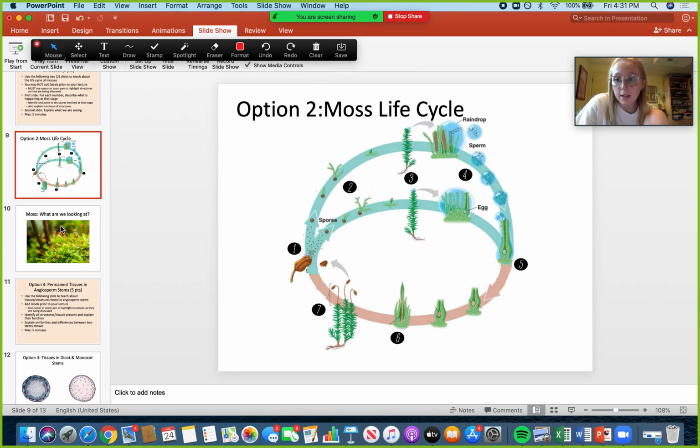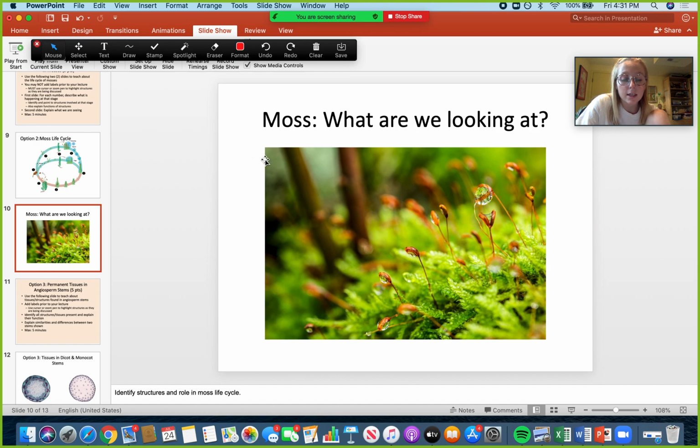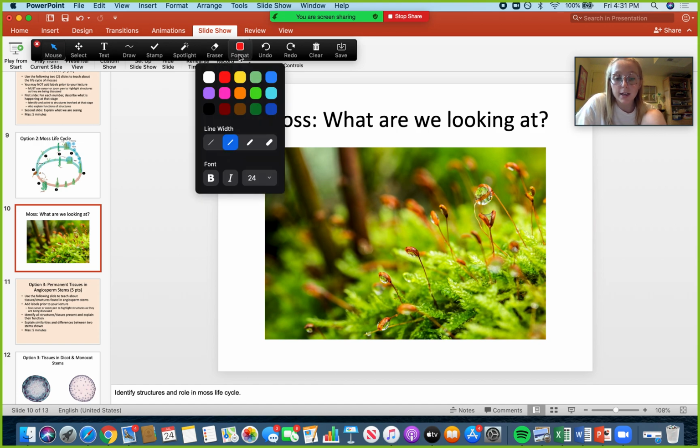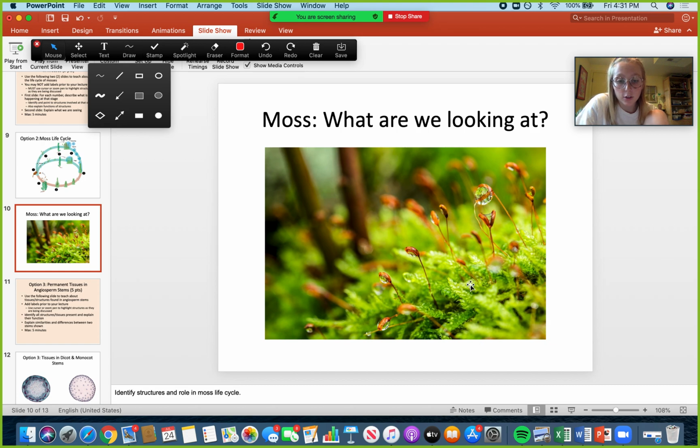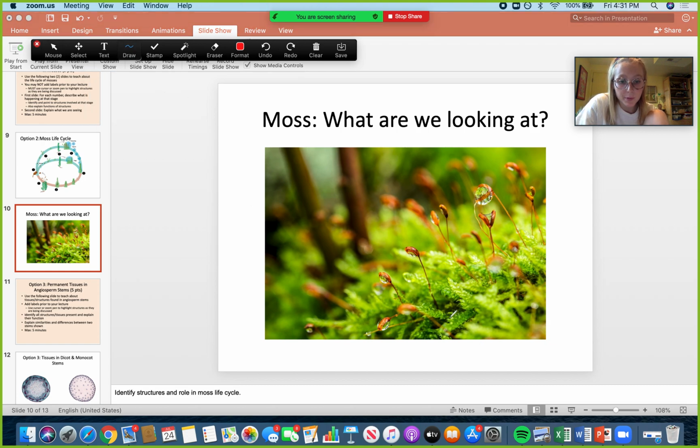So for the next slide, we can see moss. What we normally think of moss is this green stuff. This is what the sporophyte is growing out of, the archegonium. So the sporophyte is this whole structure. The seta is this stalk-like structure that holds the sporangium up.